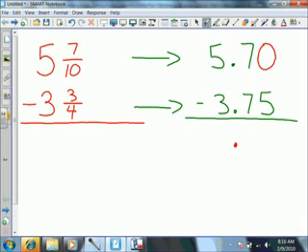Well, I can't, so I have to rename. That's a 5. Oh, I can't do this, so I'm going to have to rename the 5 to a 4. We'll make this 16 now, and 16 from 7 is 9, and 4 minus 3 is 1. $1.95. How about that?